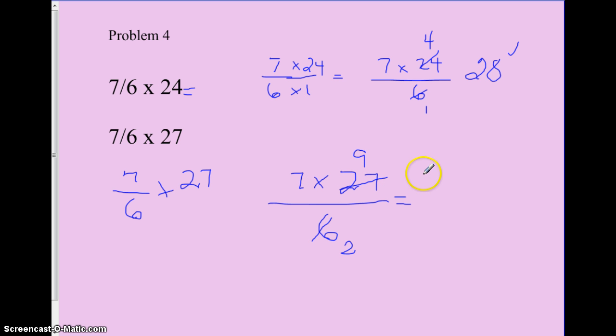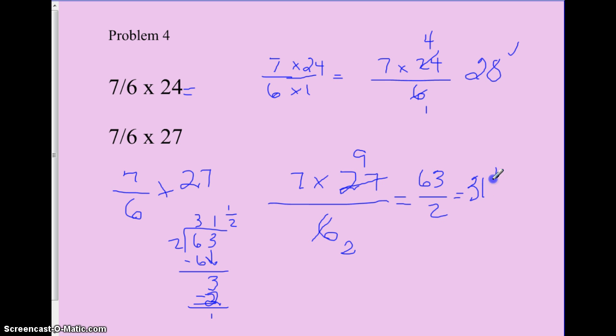Now I do 7 times 9 is 63 halves. And we want to make that a mixed number, so we could do the long division if we want to. 63 divided by 2. 6 divided by 2 is 3, which is 6. Bring down my 3. 3 divided by 2 is 1. That's a 2. And my remainder is 1, so I would make that over 2, so it's a half. So my answer is 31 and a half.